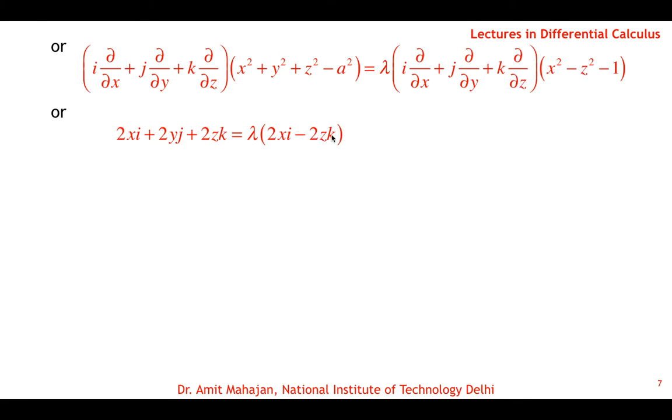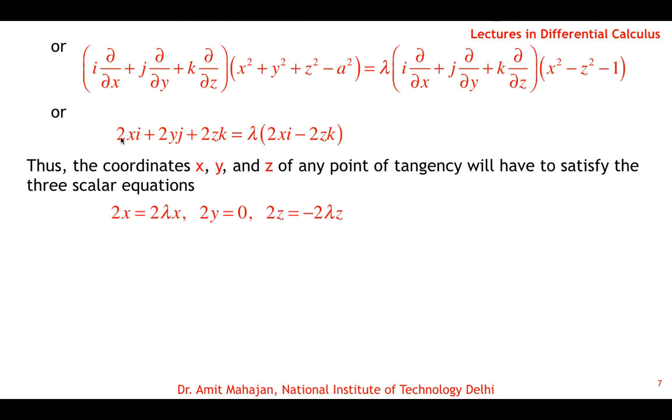Okay, so minus 2zk. Now for this to be equal, we can equate the coefficients of i, j and k on both sides. What we get is 2x must be equal to lambda times 2x. Then 2y must be 0 because there is no j here. So 2y is 0, and 2z must be equal to minus 2z times lambda. So now we have three equations and four variables.